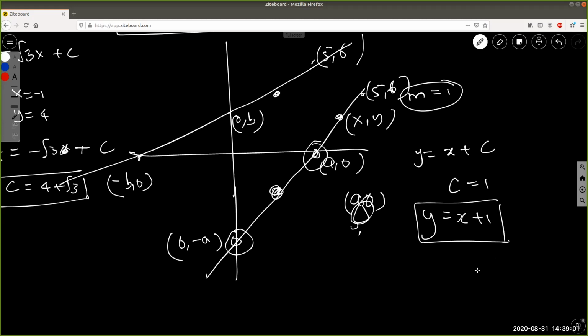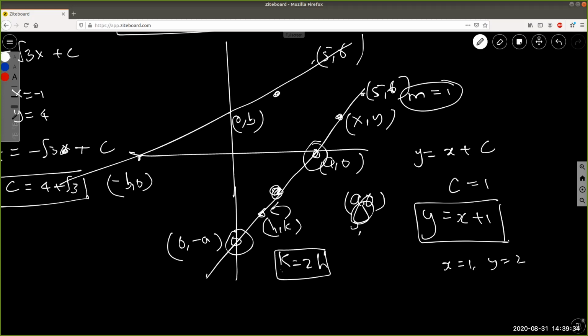So now they're asking the point at which the ordinate is double the abscissa. Ordinate means what? Y coordinate, right? Let h comma k be a point on this line. If you can't see it directly, simply say h comma k is a point and k is equal to 2h, because the ordinate is double the abscissa.